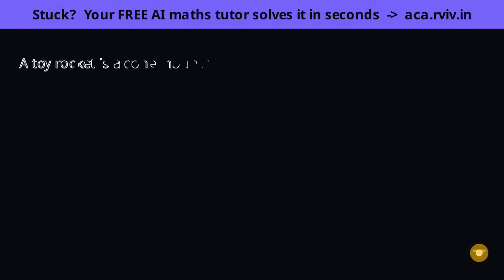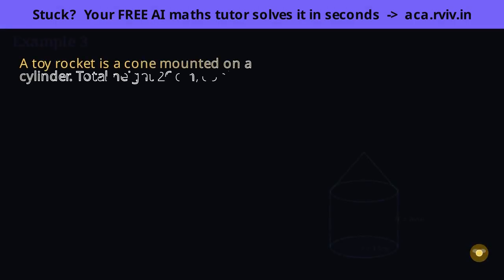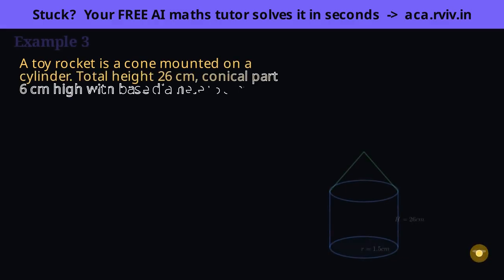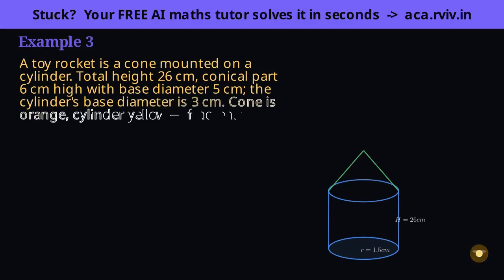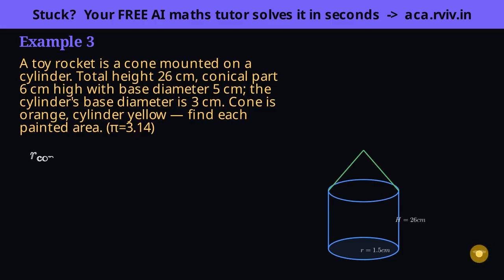This rocket has a twist most don't. The cone is fatter than the cylinder below it, so a ring of the cone's base peeks out all the way round. Miss that ring and the whole answer is wrong. This one rewards careful setup, so let's list every dimension before we touch a formula.